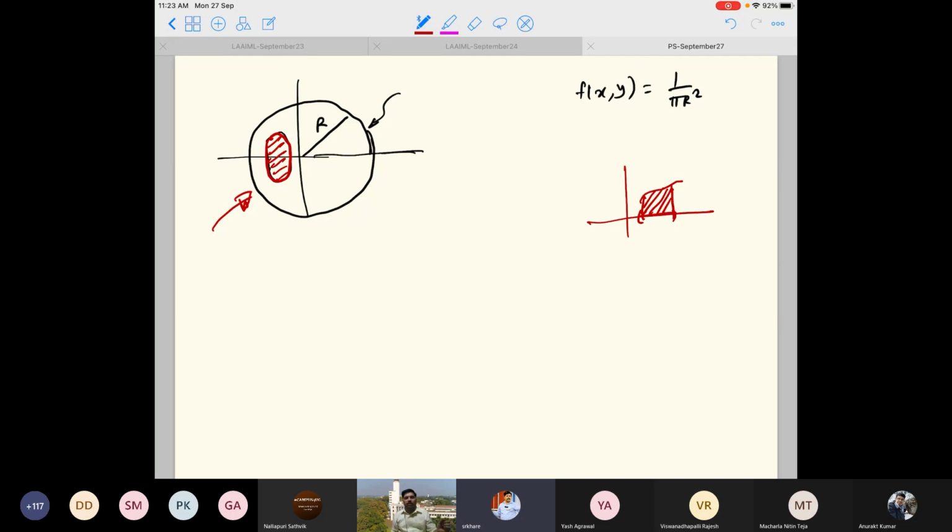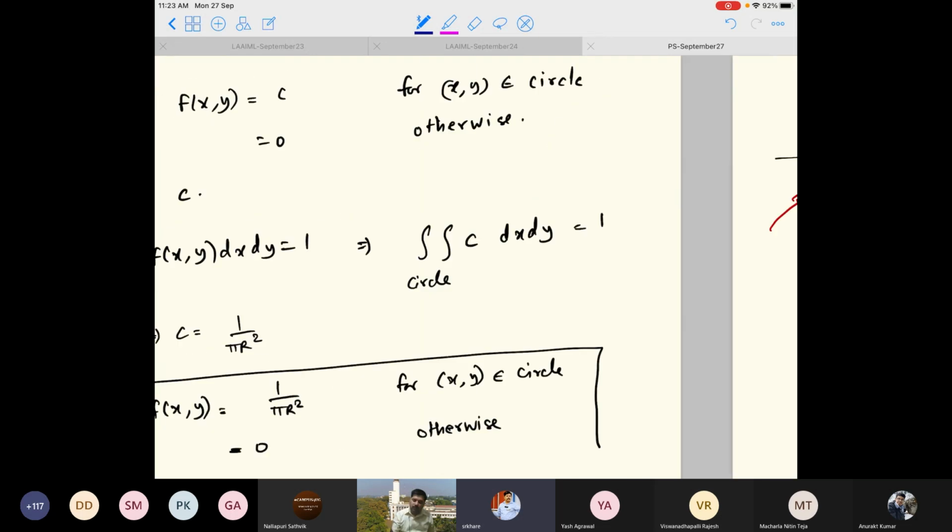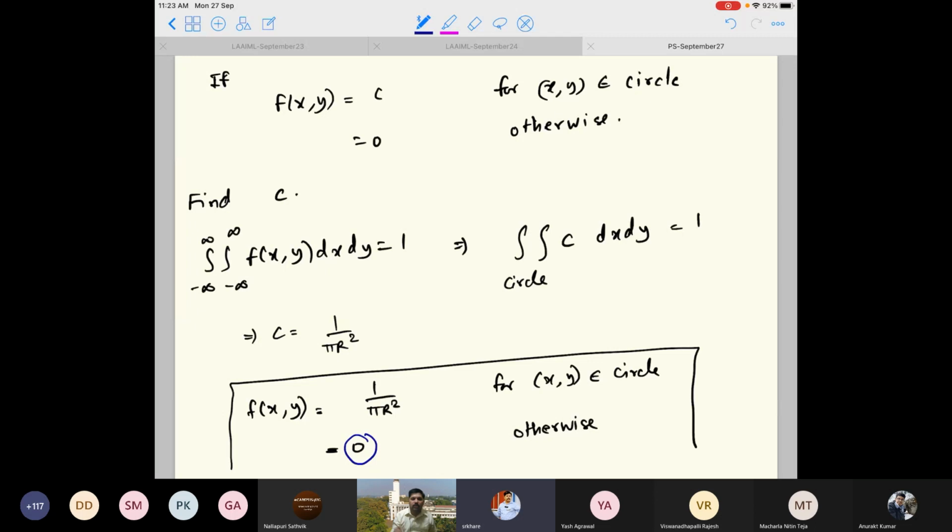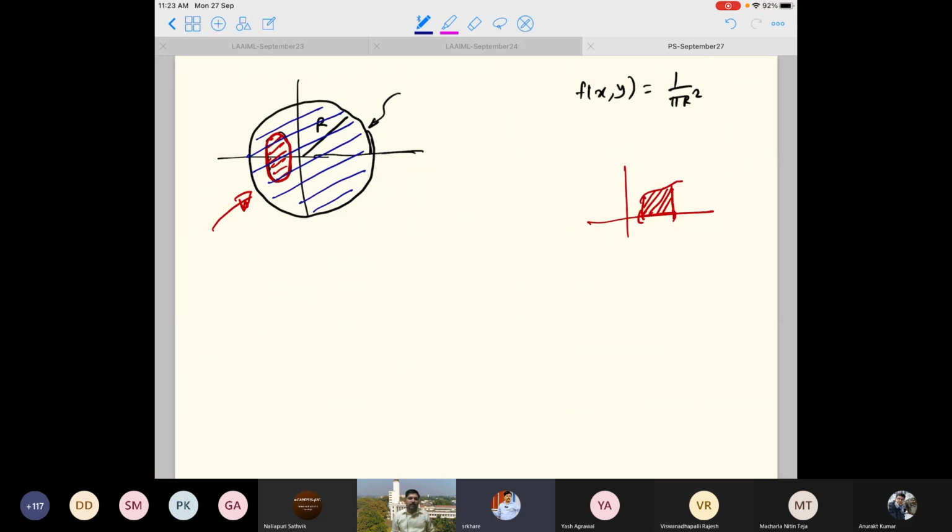So that is above the circle. In the xy plane, this is the circle. So again, what is the range of this random vector? The range of this random vector obviously is this circle, right? This is where the density is non-zero. Beyond this circle, the density is equal to 0 by definition, right? So the range of this random vector is basically this circle.